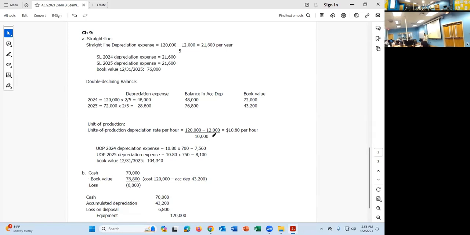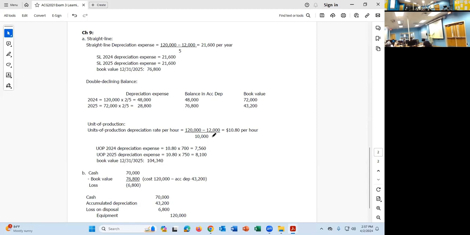Because in year 2, now we've got a new book value. So in year 2, we're going to take the 72,000 times 2 over my useful life of 5 years to give us depreciation expense in year 2 of $28,800. So the idea with double declining balance, like I said, is it starts high and is going to decrease over time. Every year it's going to be less than the year before, because every year the book value is lower than it was the year before. Book value goes down.